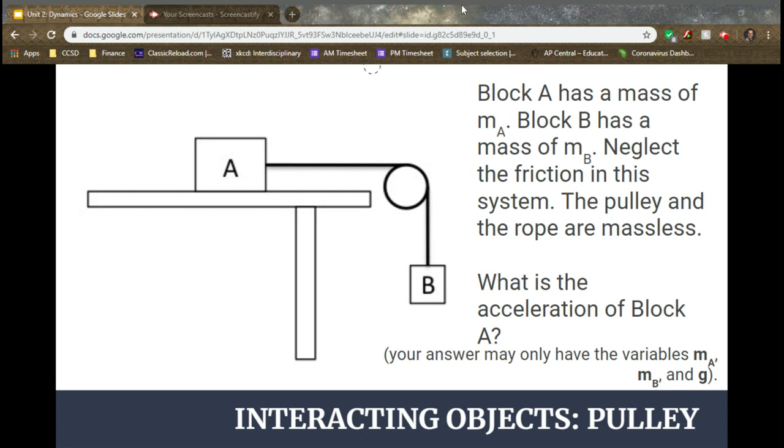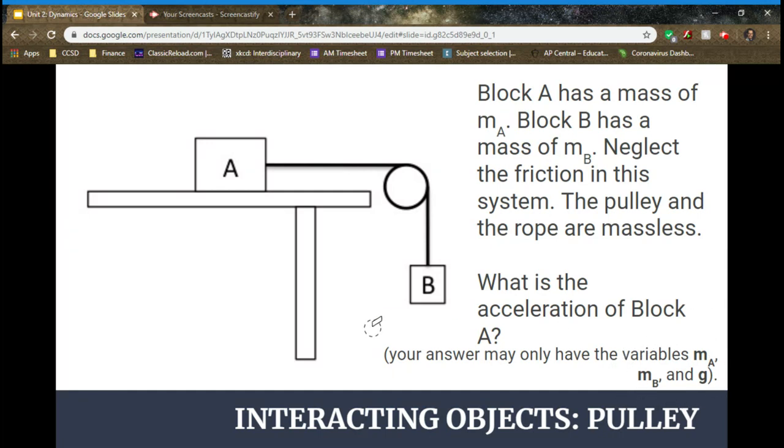All right, we're going to use the same steps to solve this practice problem. Okay, block A has a mass of m sub A. Block B has a mass of m sub B. Neglect the friction in this system, all of it, no friction. And you can also assume that the pulley and the rope are massless. What is the acceleration of block A? Your final answer can only have these following variables.